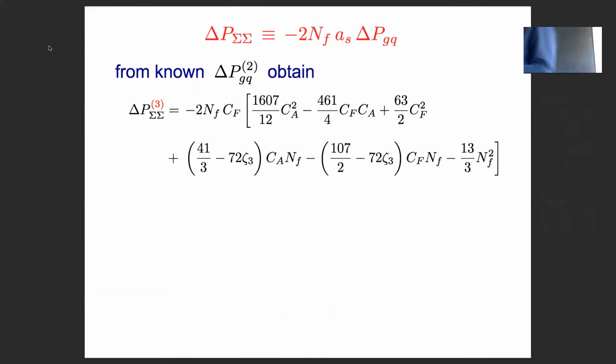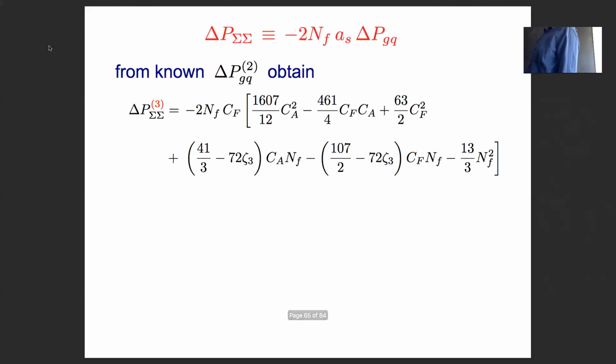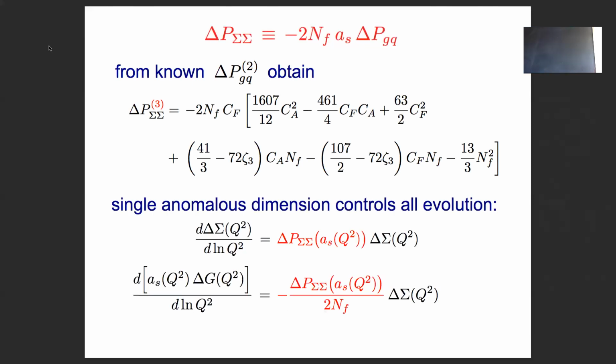Exactly. So you just use that to cancel, because in the evolution of P, you just assume that this cancels out. I mean, if you really trust it. Yeah, exactly, right. So that means, in fact, a single anomalous dimension controls basically all evolution. PGG is given by the beta function. PQG vanishes. PGQ and P sigma sigma are related. So that means immediately that once you multiply the gluon by alpha strong, then its evolution is entirely determined also by the singlet anomalous dimension, right?